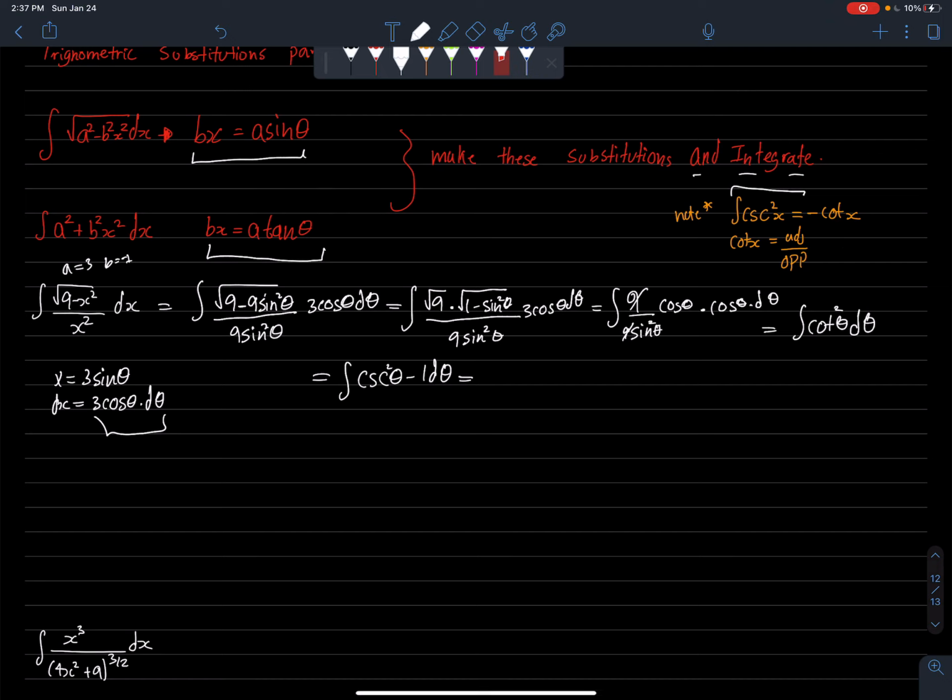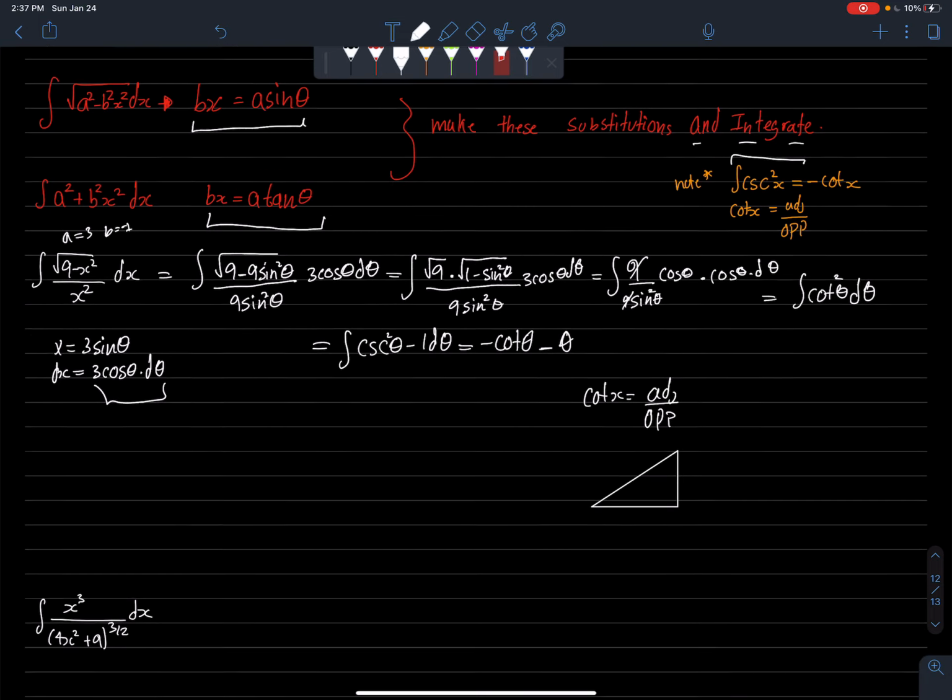So let's integrate this. As we know from this identity, the integral of cosecant squared is just equal to negative cotangent theta, right? Minus 1 in terms of theta is just going to be minus theta. But the question was given to us in terms of x, so we have to put the answer in terms of x. We know cotangent is adjacent over opposite, right? So let's make a triangle.